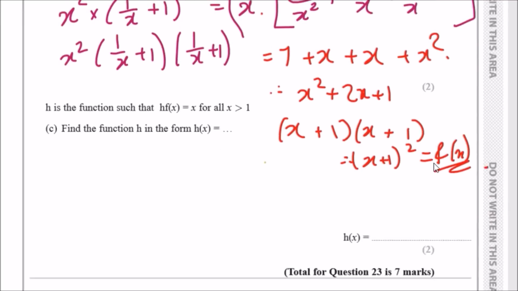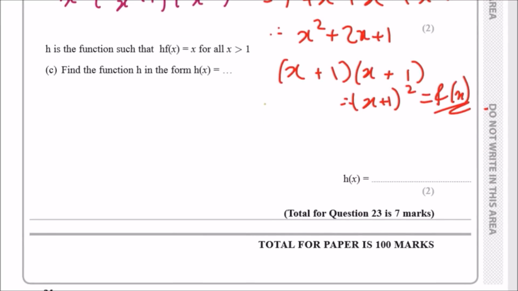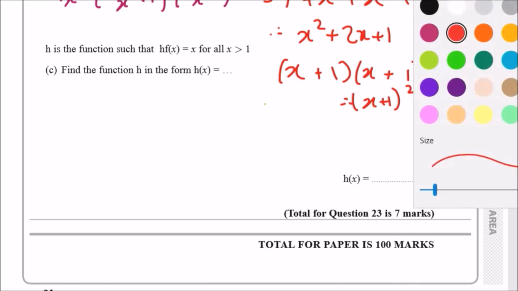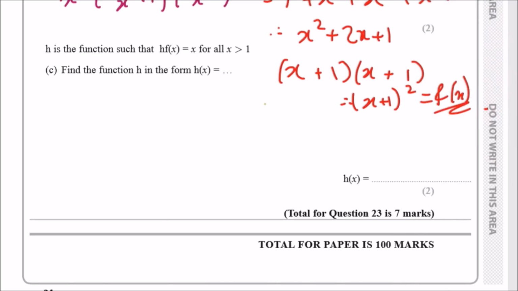That's really brutal. So it says here h is the function such that h of f(x) equals x for all x values greater than 1. So this means that we have a new composite function where f enters h. Find the function h in the form h(x). So we just have to partition these.